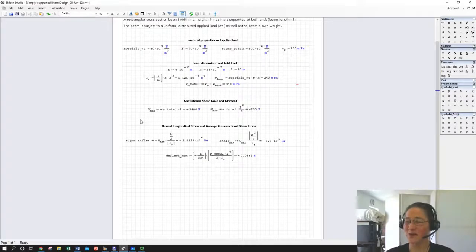So hopefully this helps you out and gives you an idea of how to use some of the great software to take all of the ideas that you have learned, hopefully about beams and torsional shafts in your mechanics of materials class, and put them in a format that you can really put to use for design and analysis.